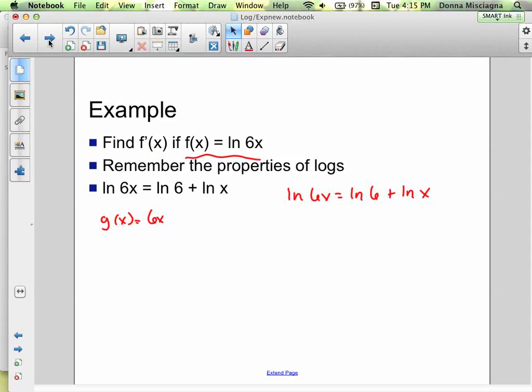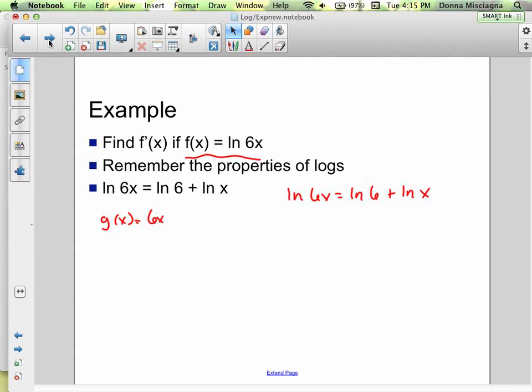So here I'm going to show you two ways to solve this problem. We're going to find the derivative of f of x equals natural log of 6x. So remember, we went over properties at the start of this lesson, that if we have the log of a product, that is the same as the sum of the logs. So natural log of 6x equals natural log of 6 plus the natural log of x. Let's solve this two different ways.